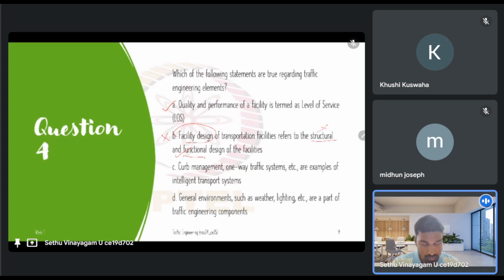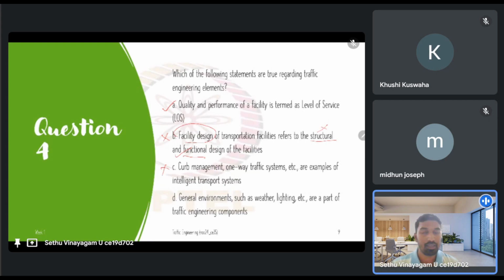C says curb management, one-way traffic systems, etc. are examples of intelligent transportation systems. This is also incorrect because these strategies come under a concept called traffic management system, where we try to make use of the existing facilities. Without building any new infrastructure, how do we make use of the capacities of the existing facilities in an efficient manner for the existing traffic? So curb management and one-way traffic systems all come under the traffic system management component.